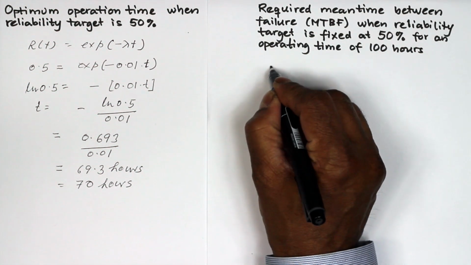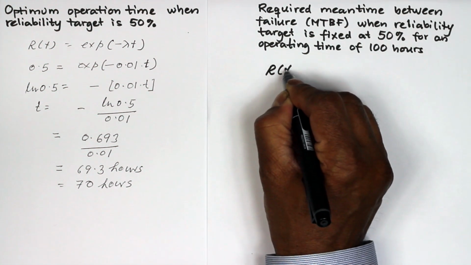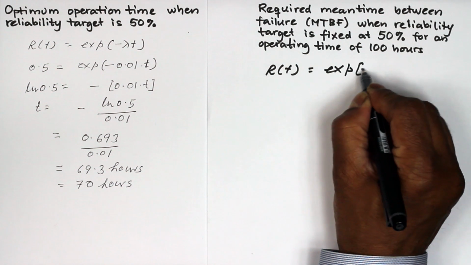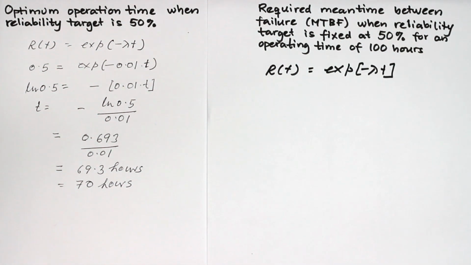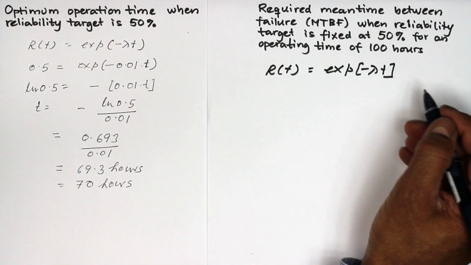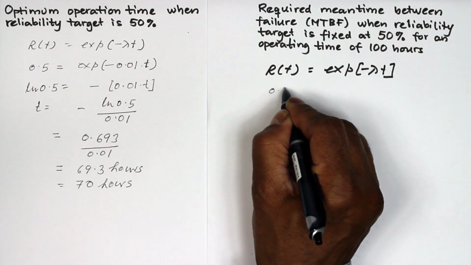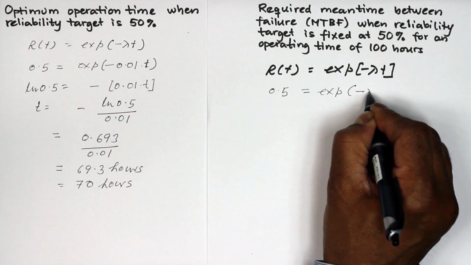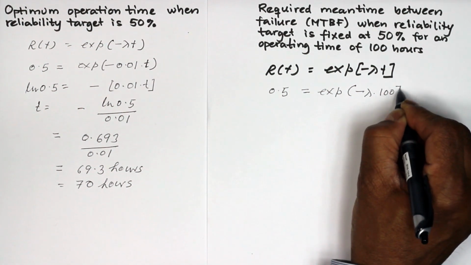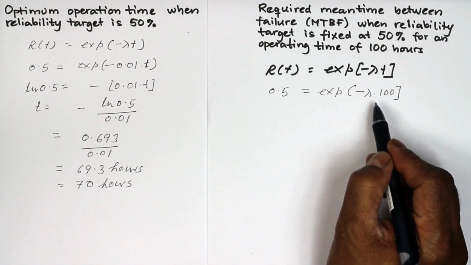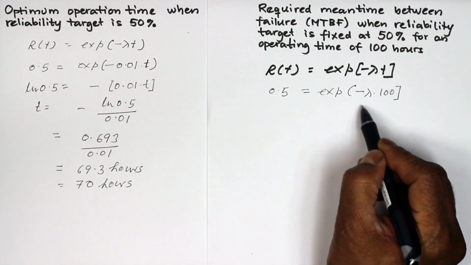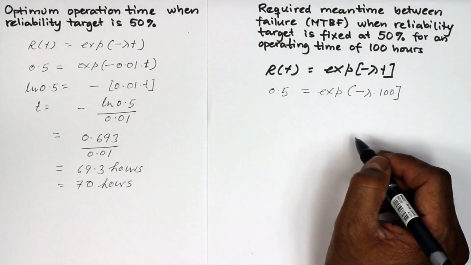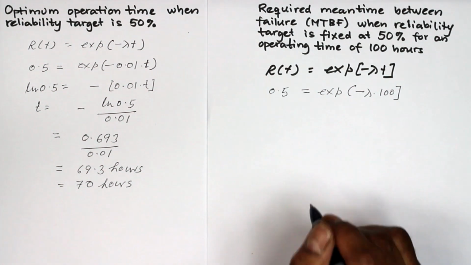Let's write again the expression for the exponential model to calculate reliability. Here our reliability value is fixed. We also know the period of operation, 100 hours. Our only requirement is to find a new lambda value, that is the failure rate, and that will lead to the design of the mean time between failures value, the characteristic life of the system or item.